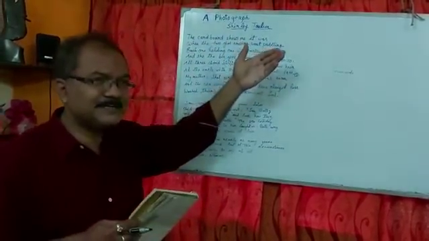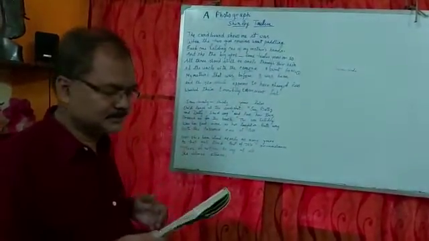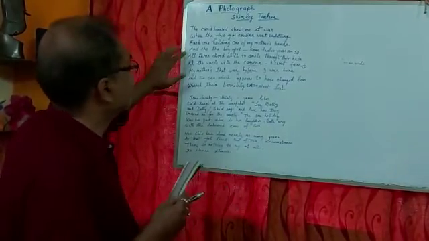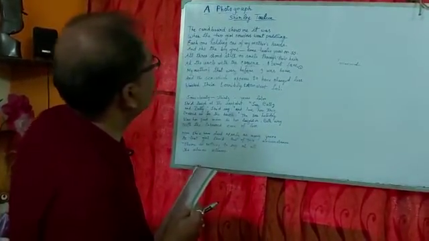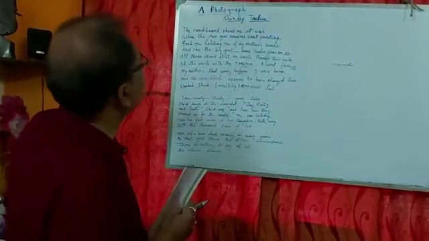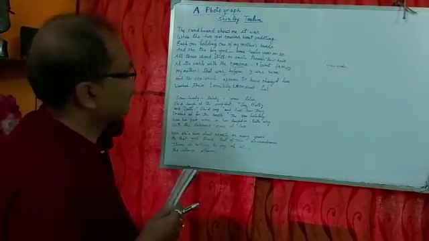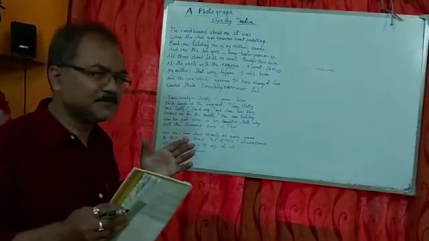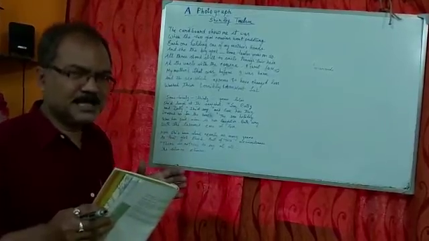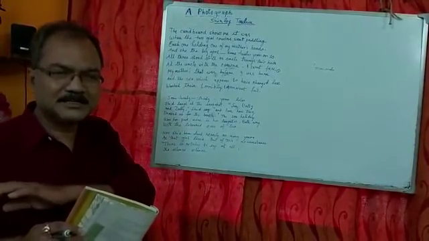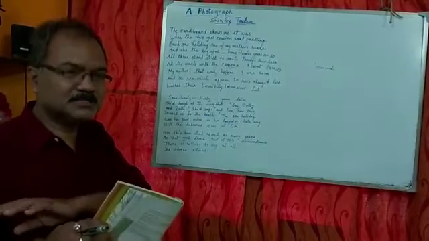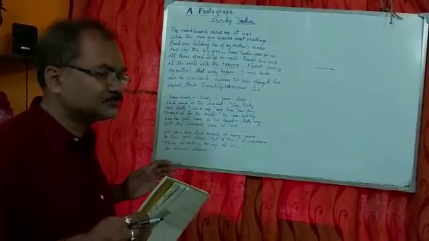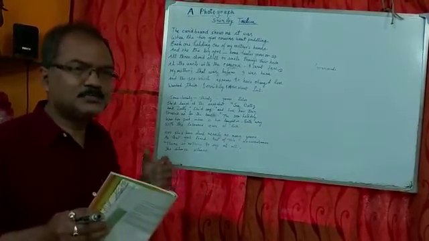What does it mean, paddling? Paddling means swimming. Each one holding one of my mother's hands, and see the big girl. That means the poet's mother was the biggest among three girls, and on her left side one her cousin, and on the right side another cousin. And three girls were ready to swim.